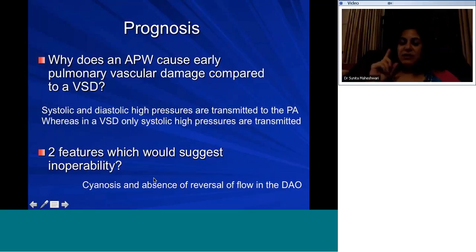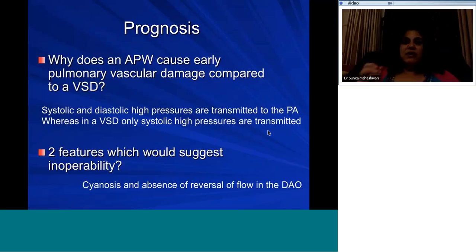Remember, an AP window is actually a pink condition because it's a left to right shunt. So you have all that extra blood going to the lung, coming back to the left atrium, going back out to the aorta. So it's pink. So absence of reversal of flow is a feature that is very worrisome.